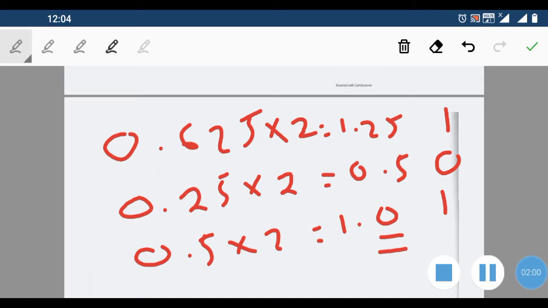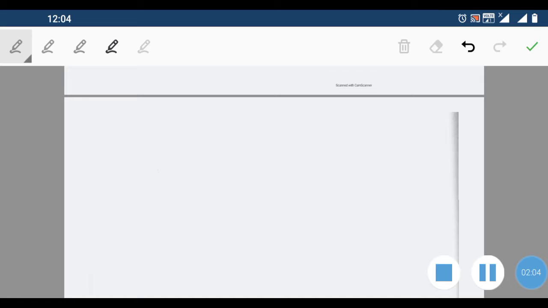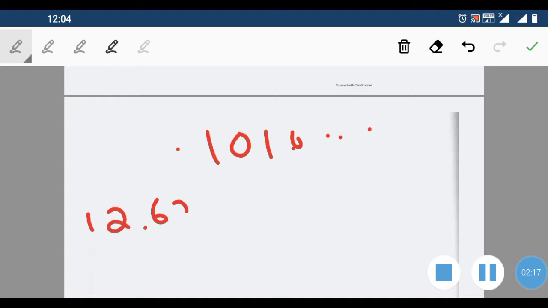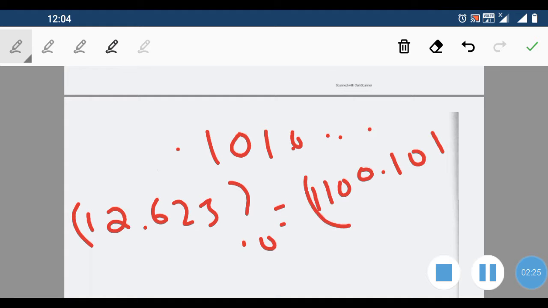So the corresponding binary representation for 0.625 is 0.101. So the total number 12.625 in decimal is equal to 1100.101. That is the binary equivalent of this decimal number.